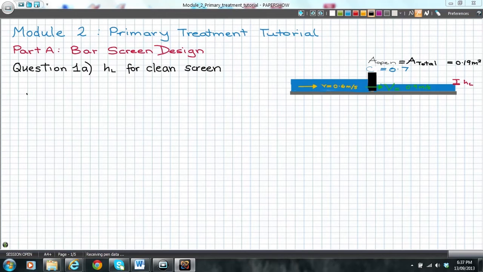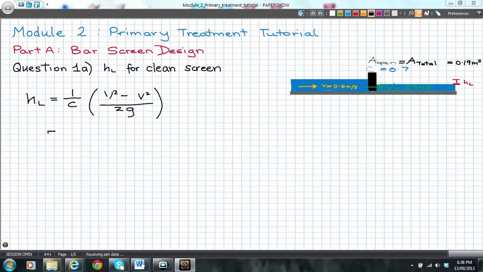We're asked to calculate the head loss, which we can do with the following formula. Head loss is equal to 1 divided by C, where C is the friction coefficient, which for a clean screen is 0.7, times the pass-through velocity squared minus the inflow velocity squared, divided by 2 times g, the gravitational acceleration.